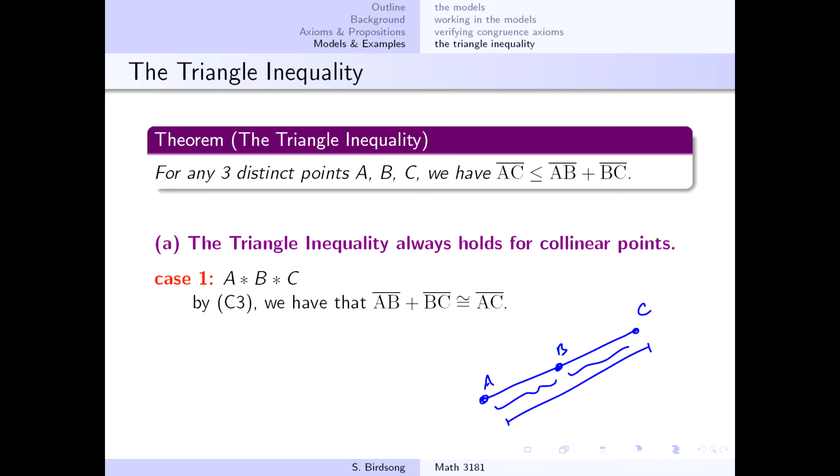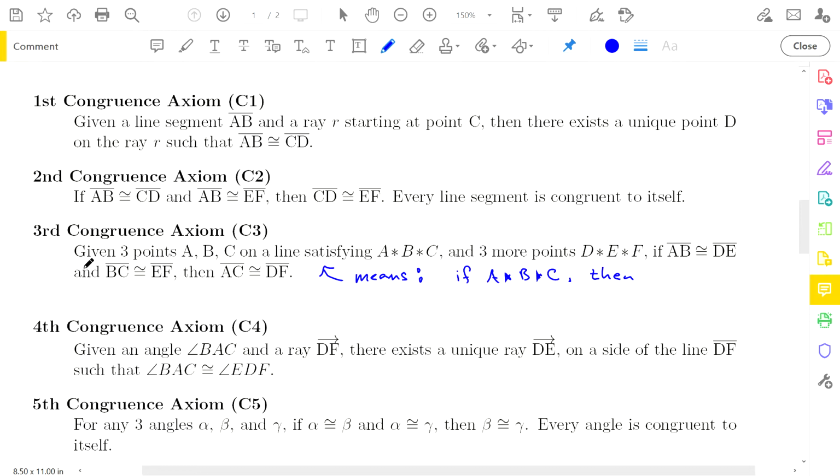And just to remind ourselves, that third congruence axiom right here, C3, says you start off with 3 points on a line, B is the one in the middle, which is exactly our situation here. And then it has some other stuff that looks totally complicated. And remember, if you're in a geometry that has a distance function, that is exactly the same thing as saying the distance from A to B plus the distance from B to C equals the distance from A to C.